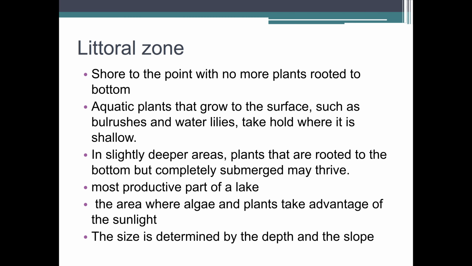So this is the area where the algae and plants take advantage of the sunlight, and again, the producers can't happen without that sunlight. The size is determined by the depth and the slope. If you have a really shallow sloping littoral zone, you can get a lot more plants, whereas if it slopes off really quick, then you're going to have a larger profundal zone.